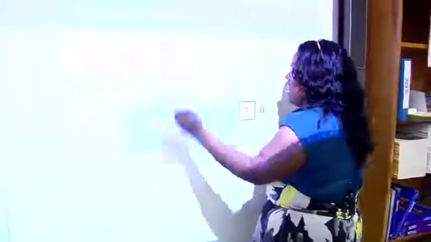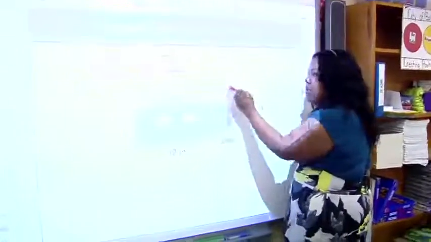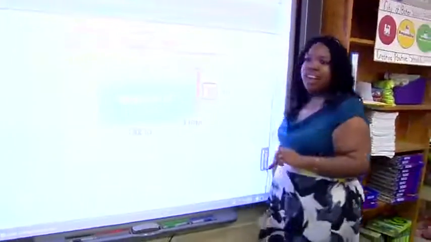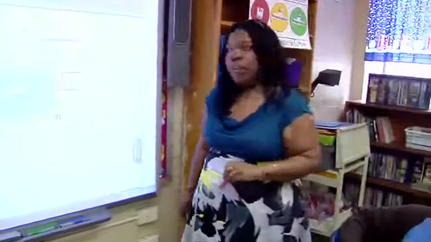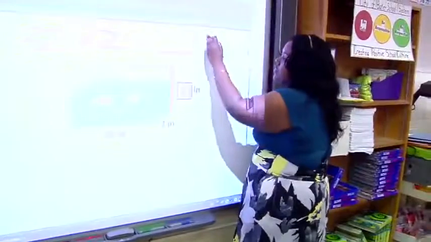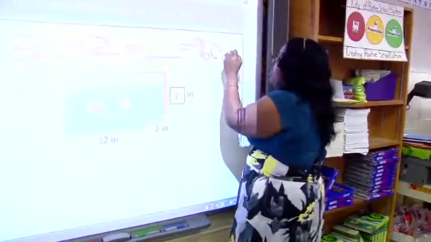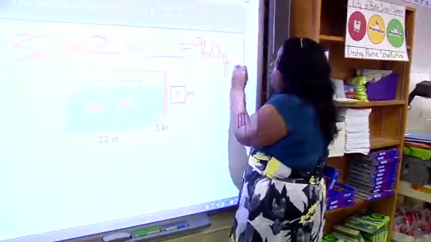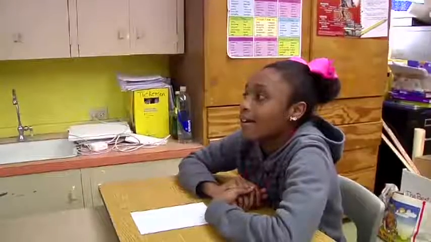What are we missing? Height. I feel like we're always missing the height, though. And then what else do we have? The volume, which is? 960. Just by itself, just inches alone? Inches cubed. Oh, inches cubed, okay. Now, what do I have to do to figure this out?